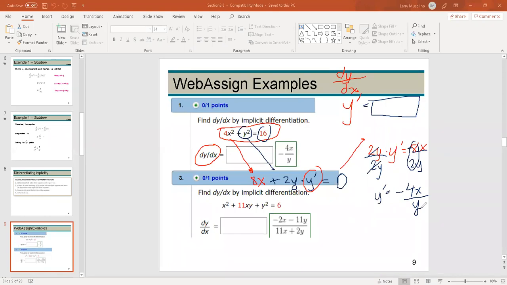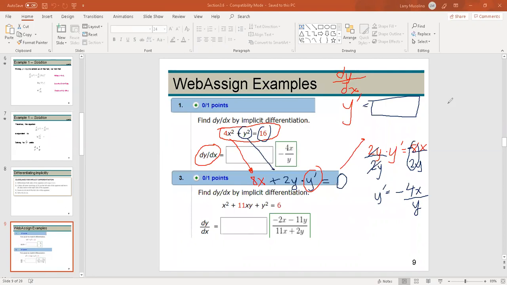So let me just work through these steps one more time. Step 1, take the derivative of both sides of the equation with respect to x. But anytime you take the derivative of y, you must include a y prime term. Then isolate y prime all by itself on one side. That's the derivative function.